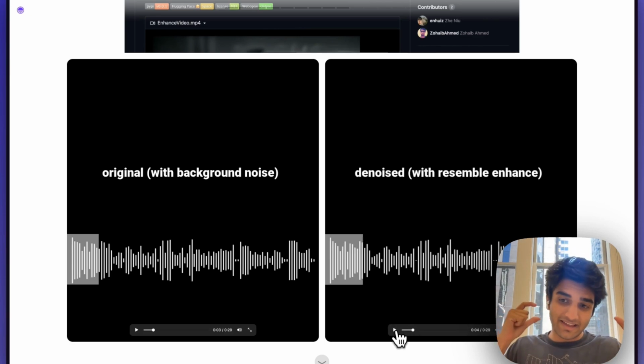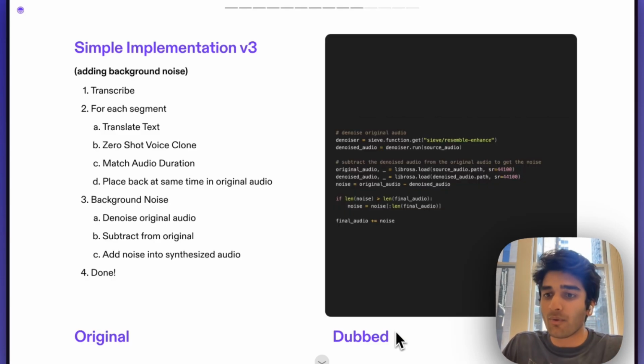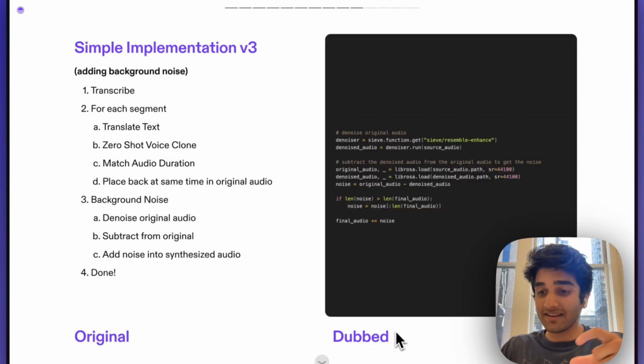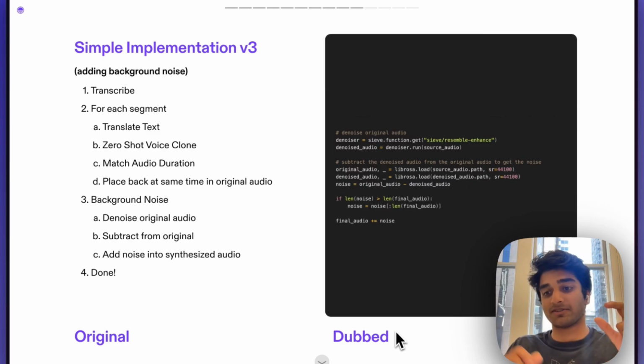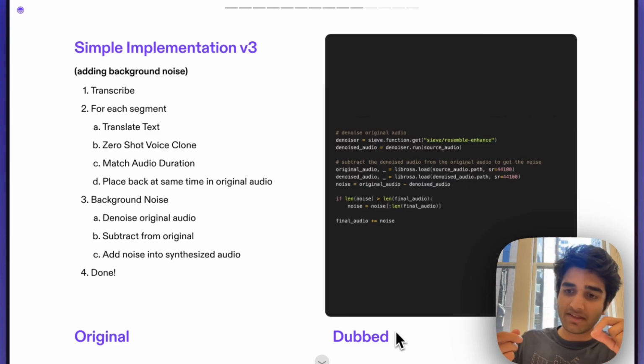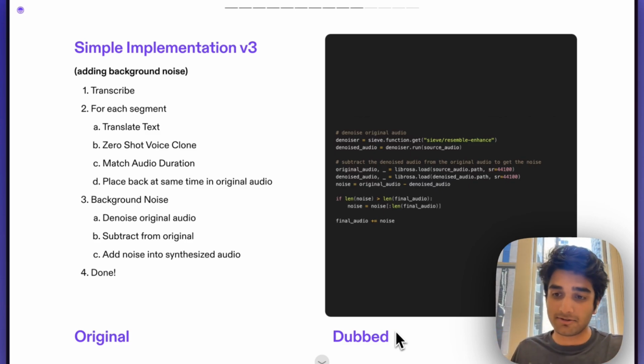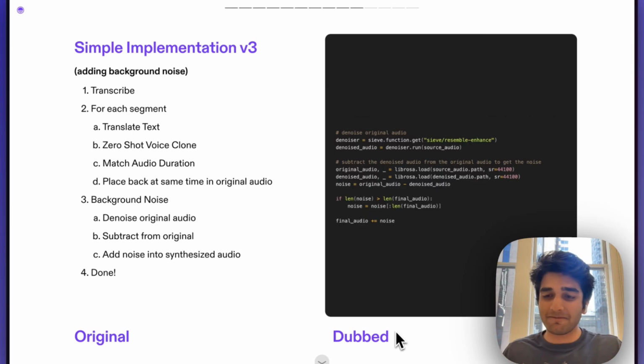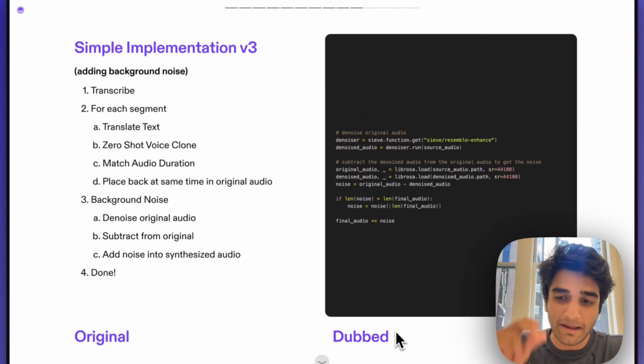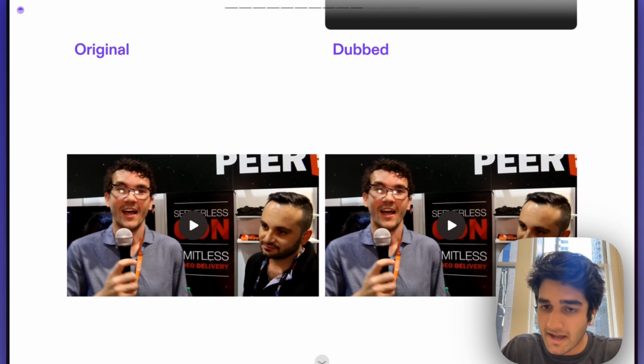So you'll notice that the little background noise is gone in the denoise version, right? So now what I could do is take that denoised audio, subtract it from the original, and place it back into my final audio. And so it feels a little bit more natural, and it might be hard to notice, but let me play this here.